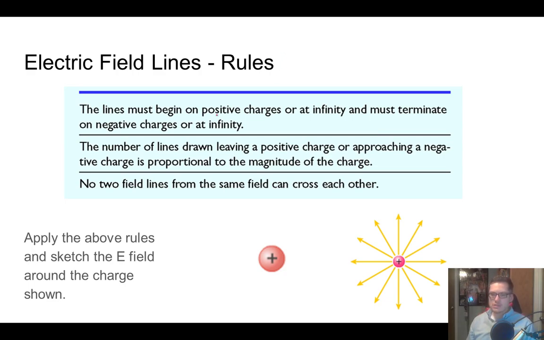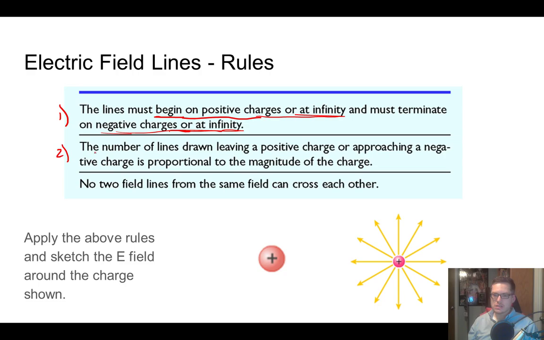The lines must always begin on positive charges or at infinity. Essentially, they can never begin on negative charges. They must always terminate on negative charges or at infinity. So they begin on positive or infinity and they end on negative or infinity. You can also think of this backwards: I can never start on a negative and I can never end on a positive.